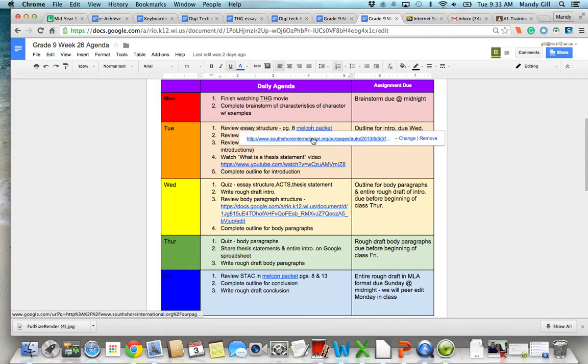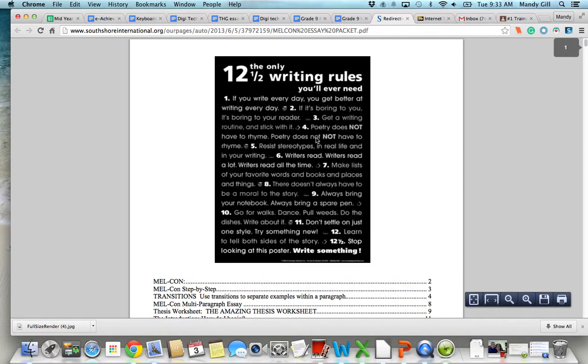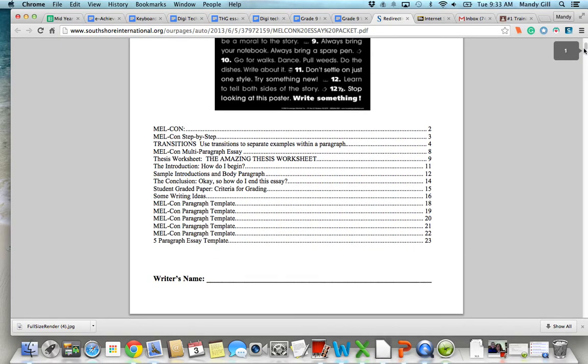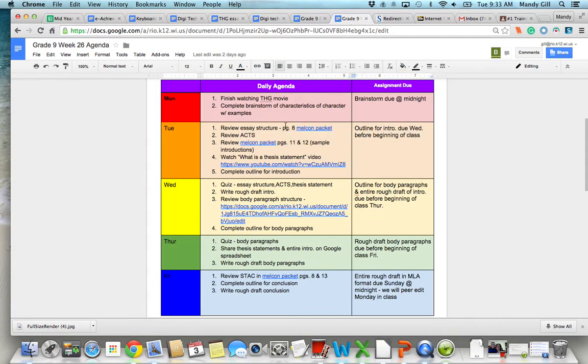This is on the internet, free for anyone to look at, and it's from southshoreinternational.org. It's a Melcon packet that has everything you ever will need in regards to writing an essay in Melcon format. So, first of all, they have the 12 and a half writing rules. And then you can see there's a table of contents. But for today on the agenda, it says that we should first go to page 8.